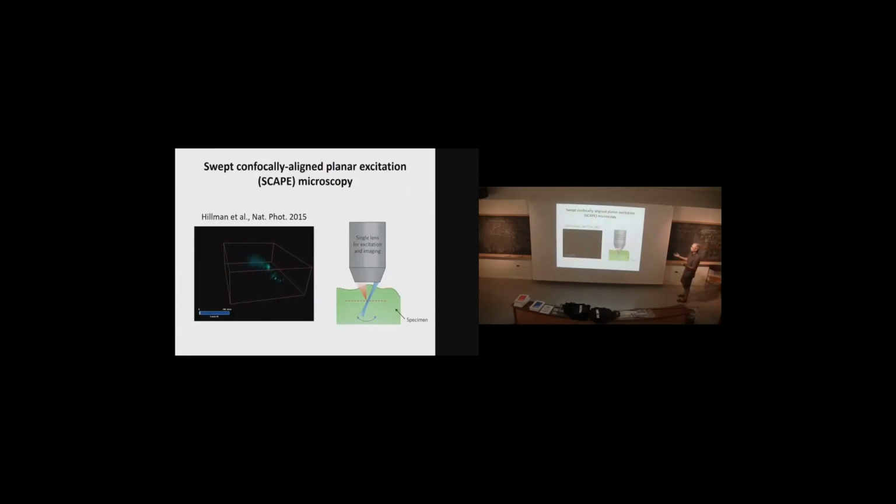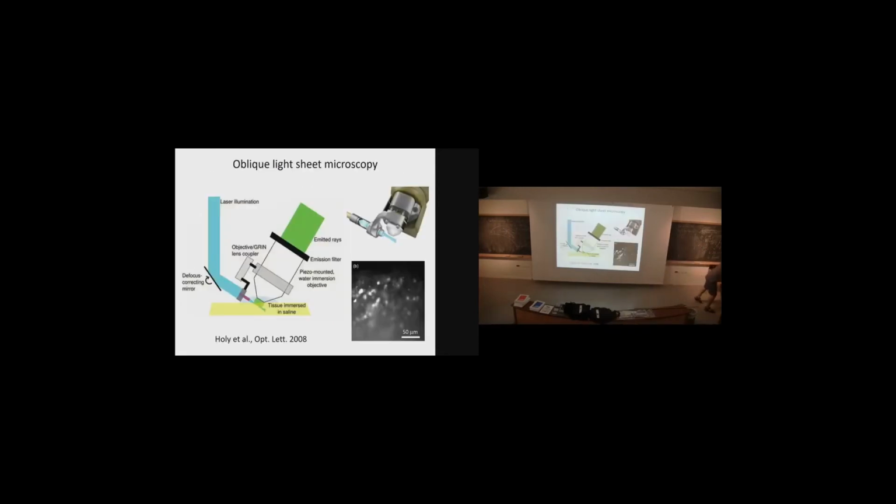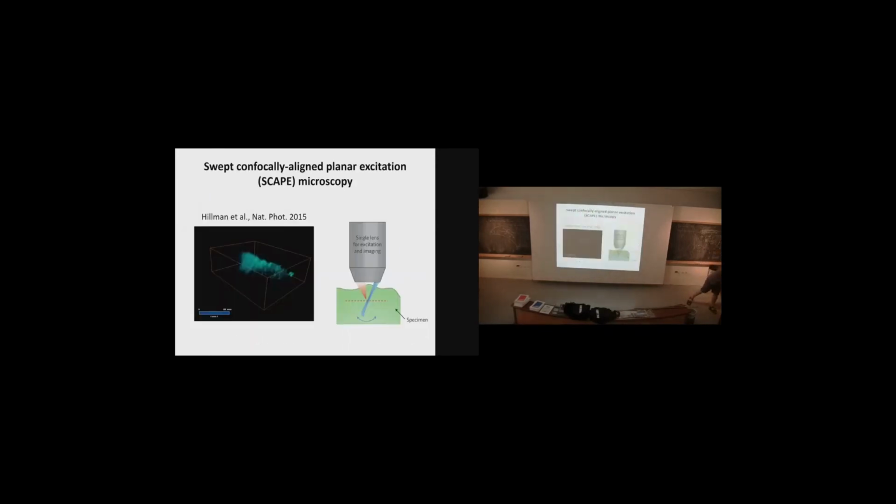Still, people have improved on the speed of this, for example, using a single objective. This setup was kind of complicated, where you came in with an extra mirror, etc. You can now do it through a single objective, where you excite the light sheet at a tilted oblique angle, and you detect at an oblique angle from the same objective, and then you scan this light sheet by rocking it back and forth, and you can get volumetric images this way. This is called SCAPE microscopy, but there are other ways to do this.